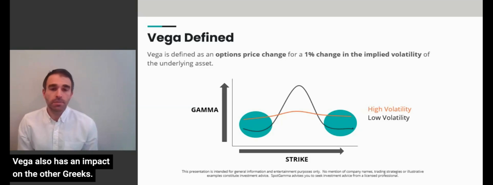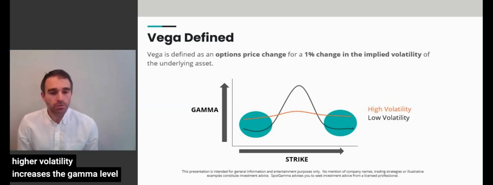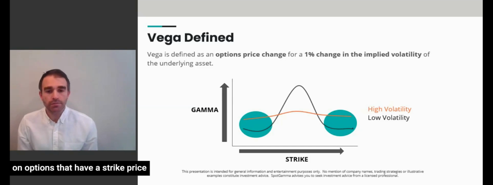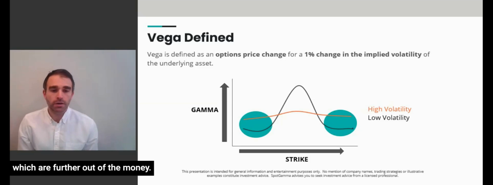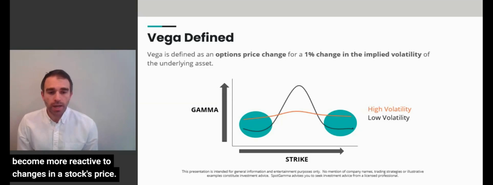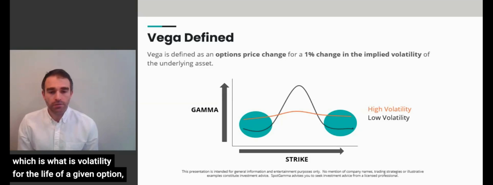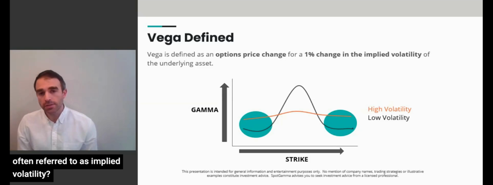Vega also has an impact on the other Greeks. As you can see in the chart here, higher volatility increases the gamma level on options that have a strike price which are further out of the money. This means that out-of-the-money options become more reactive to changes in a stock's price. For many traders, this is an important metric, but first we need to answer a more critical question. Just what is volatility for the life of a given option, often referred to as implied volatility?